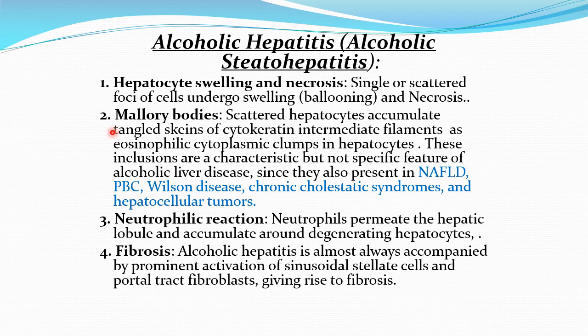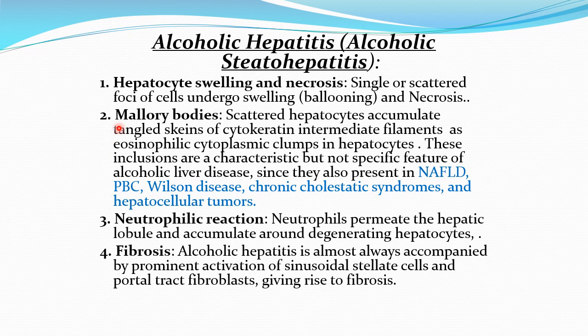What is a Mallory body? First, scattered hepatocytes accumulate tangled skeins of cytokeratin intermediate filaments. Mallory bodies are cytokeratin intermediate filaments seen as eosinophilic clumps in hepatocytes. So how is it seen? As an eosinophilic cytoplasmic clump inside the hepatocyte, Mallory bodies will appear. And when you see them electron microscopically, what is it? It is cytokeratin intermediate filaments.